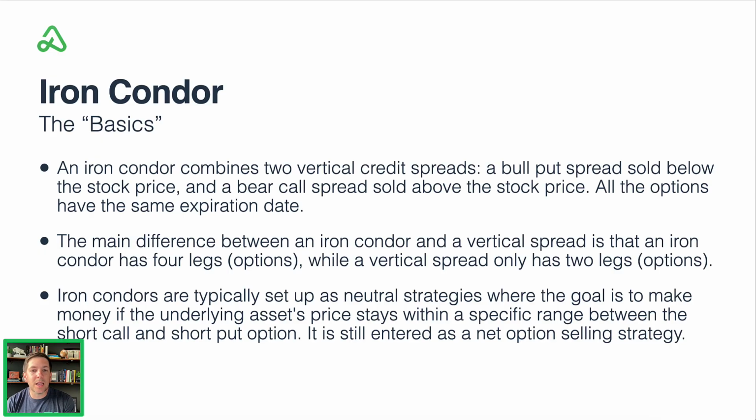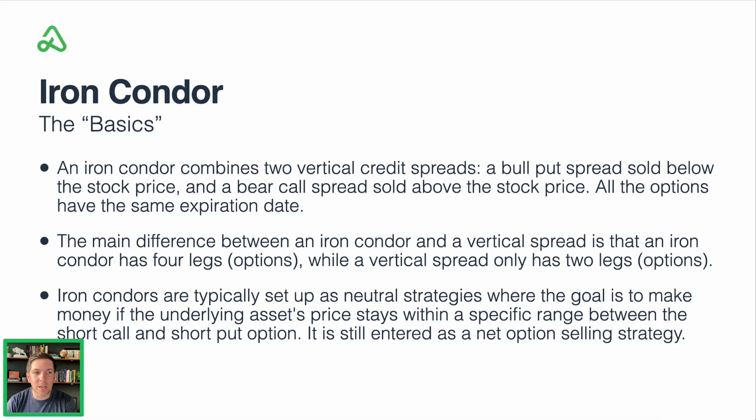Now, they're typically set up as neutral strategies where the goal is to make money if the underlying asset's price stays within a specific range between now and expiration. And essentially you want that range to be between what's called your short put and short call legs. And the Iron Condors are entered for a net credit. So you'd be able to keep the entire credit, the entire premium, as profit or income for this position.